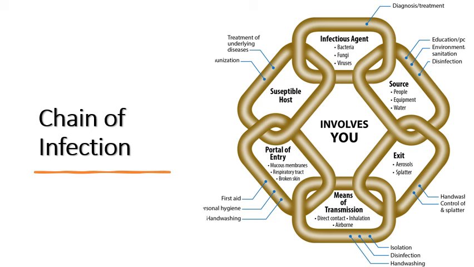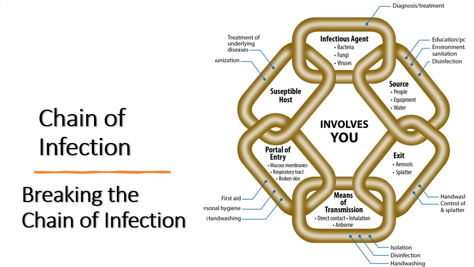The steps start with the chain of infection and breaking the chain of infection. Causative agent is the pathogen that causes a disease. Reservoir is the place in the environment where the pathogen lives. This includes people, animals, insects, or medical equipment, and soil and water.